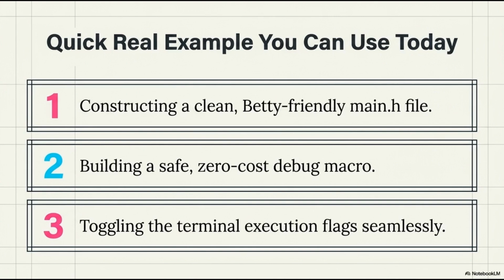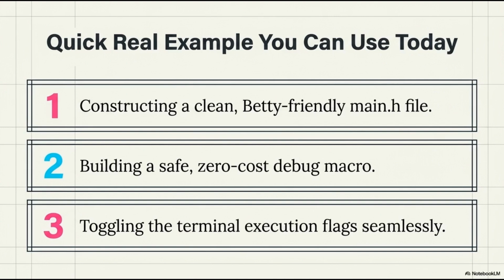Theory is great and all, but let's look at how you will actually use this in your code today to write truly professional software. We're going to do a practical build right now, broken down into 3 totally digestible steps. First, we'll construct a super clean, Betty-friendly main.h file. Second, we'll build a safe, zero-cost debug macro. And third, we'll see how to easily toggle our terminal execution flags.